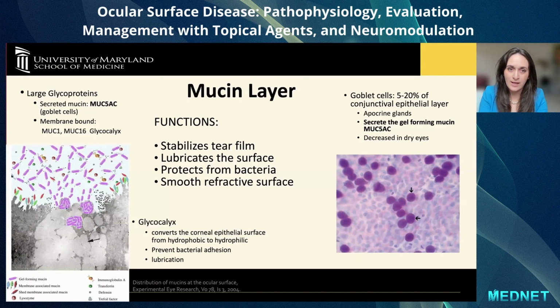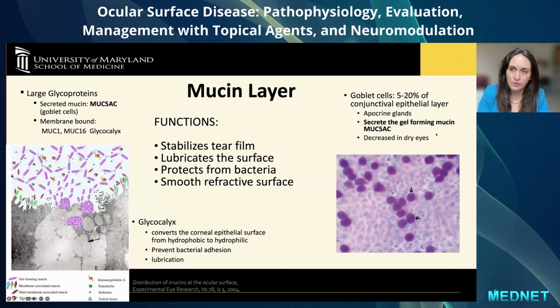And then the mucin layer, its main functions are to stabilize the tear film, lubricate the surface of the eye, and there's also a protective component to the mucin layer where it protects the cornea from bacteria and creates a smooth refractive surface. There are multiple components to this, but it's produced by the goblet cells, which make up between 5 and 20% of the conjunctival epithelial layer.